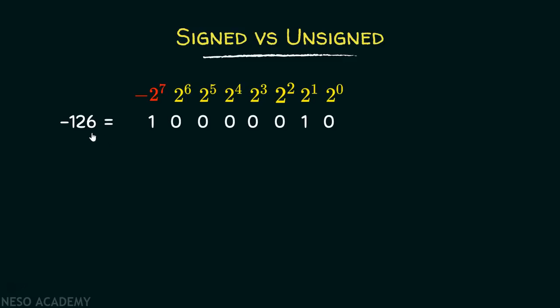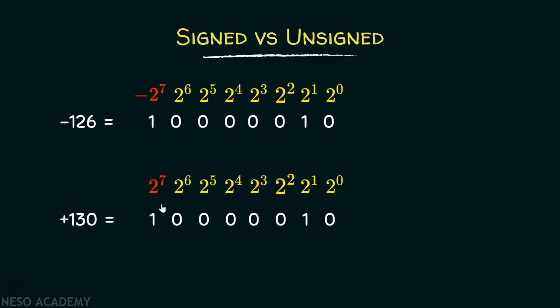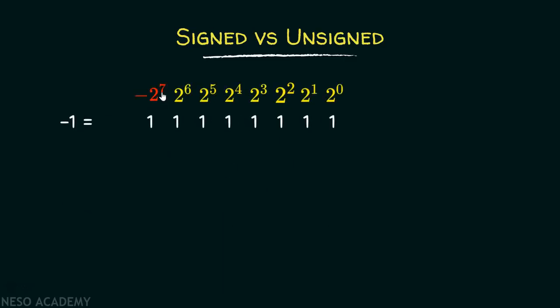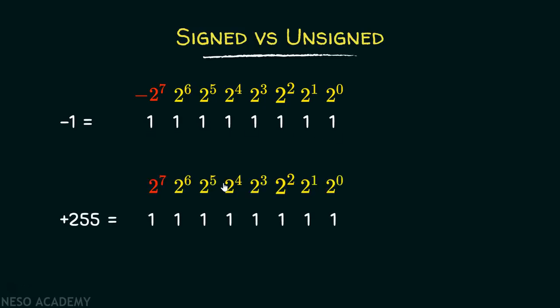If I would like to represent minus 126, this would be the binary representation, and for plus 130, this would be the binary representation. Both are equal. This is minus 128, and the rest of the numbers, if I add them together, this would be plus 127. Minus 128 plus 127 is equal to minus 1. Therefore, we need to set all values to 1. If we want to represent plus 255, then we have to set all these values to 1 similarly, but the only difference, as you can see, is this place value. That is why we are getting two different values, but with same binary representations.